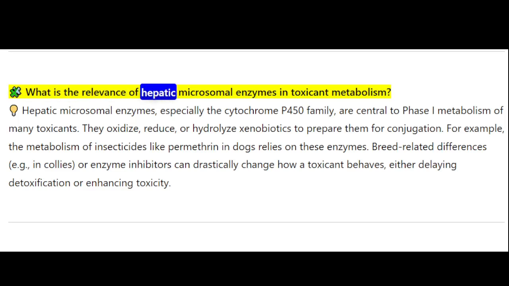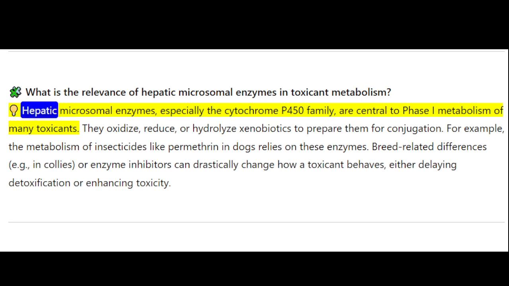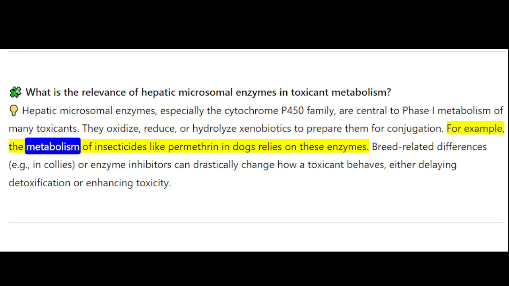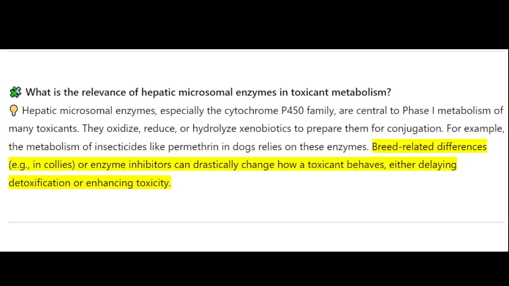What is the relevance of hepatic microsomal enzymes in toxicant metabolism? Hepatic microsomal enzymes, especially the cytochrome P450 family, are central to phase I metabolism of many toxicants. They oxidize, reduce, or hydrolyze xenobiotics to prepare them for conjugation. For example, the metabolism of insecticides like permethrin in dogs relies on these enzymes.